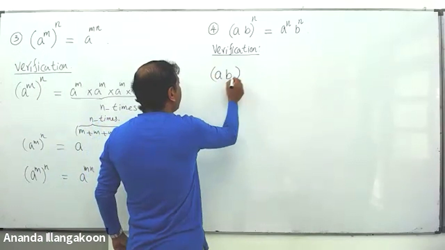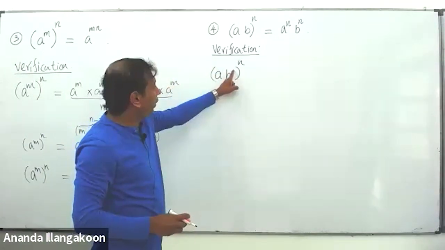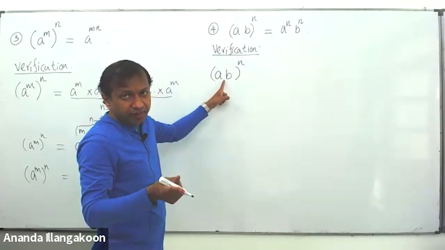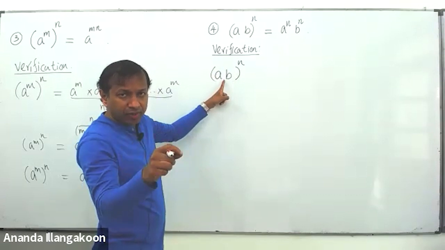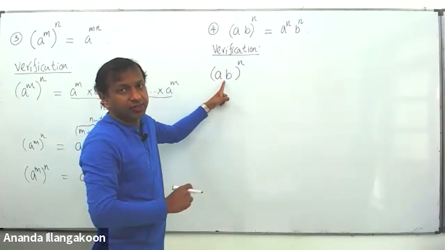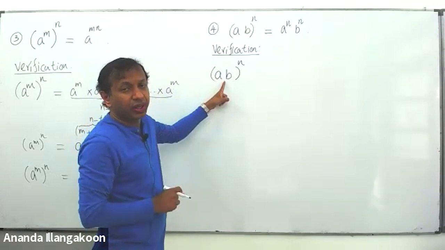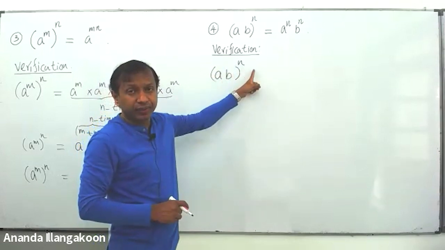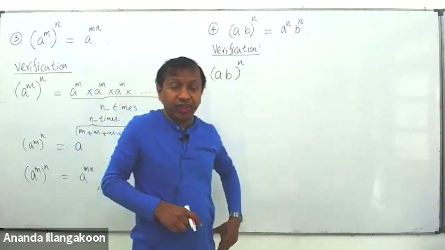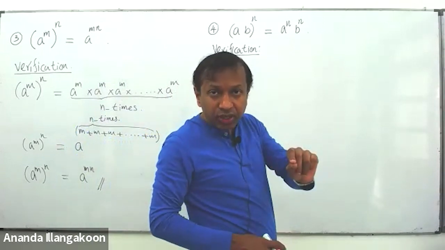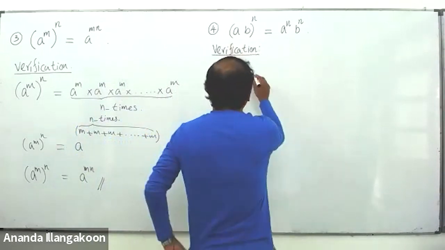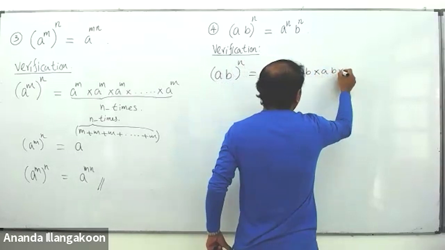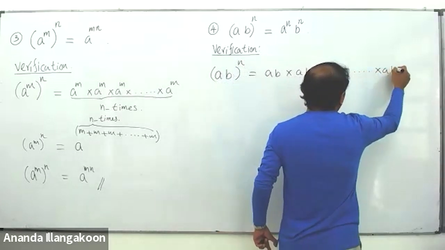I am going to assume this AB as a single letter, capital X. A is a number, B is a number. When A and B are multiplied, we get another number as its answer. That I am going to assume as capital X. Then here we have capital X to the power n. That means this AB product we must write n times: AB multiplied by AB multiplied by AB multiplied by AB.